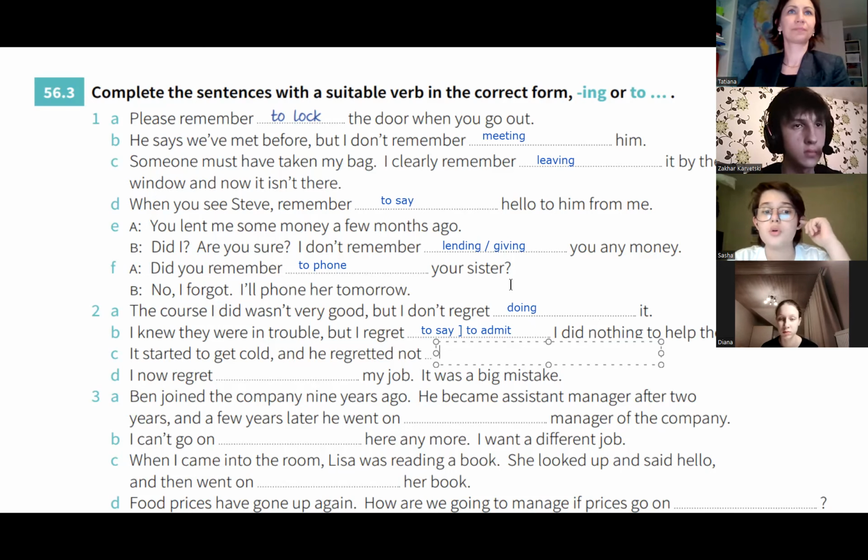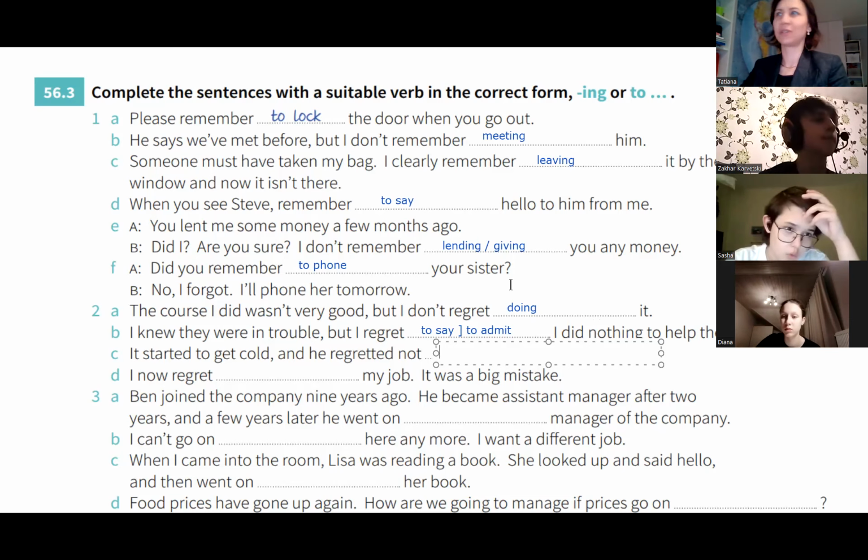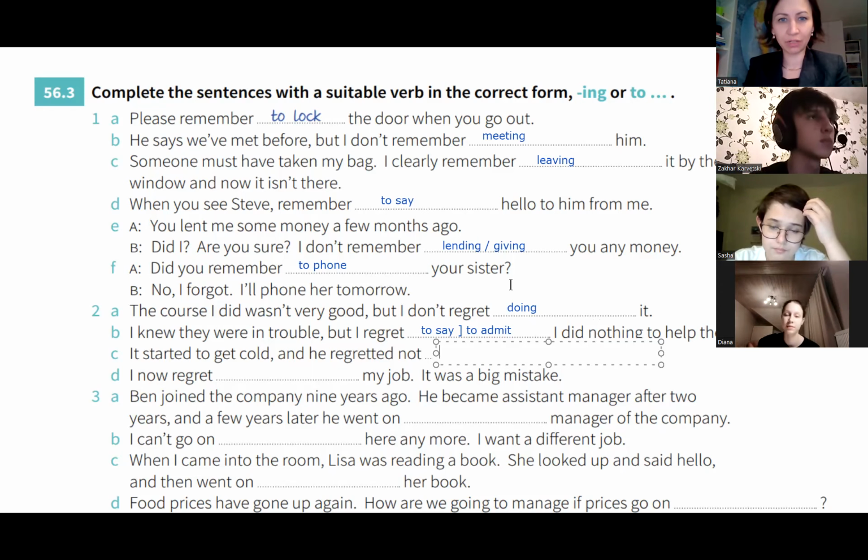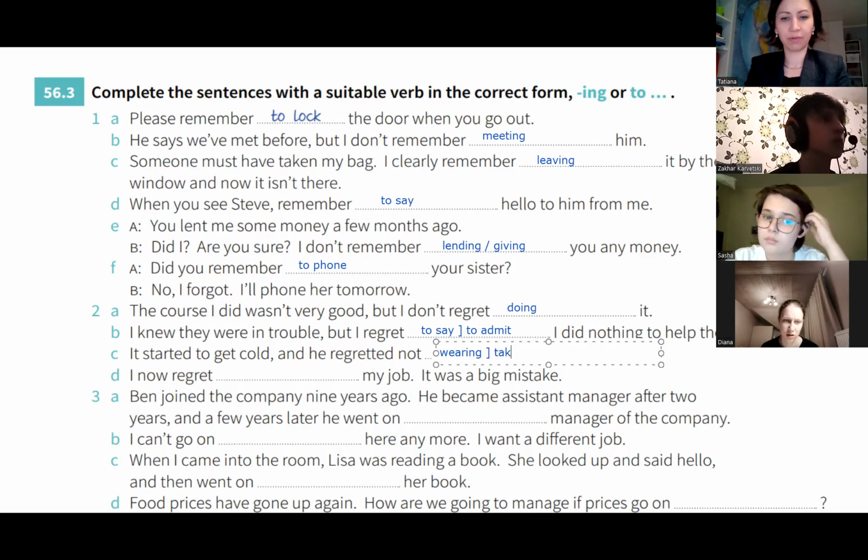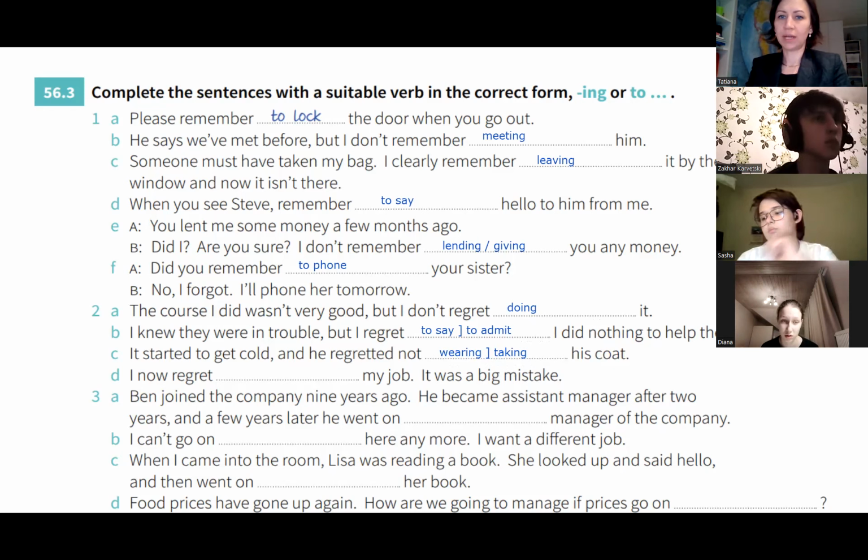I regret not wearing or not taking his coat. One of the two, wearing or taking. I regret not wearing or not taking the coat. Okay, that's getting hot. Now number D, please, Zahar.